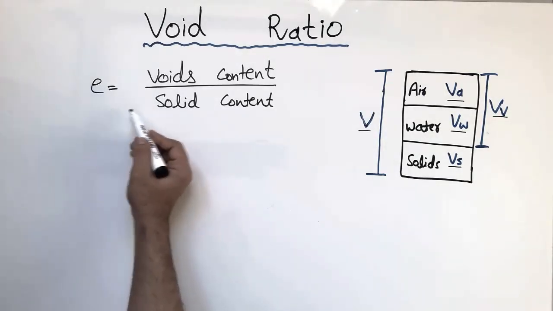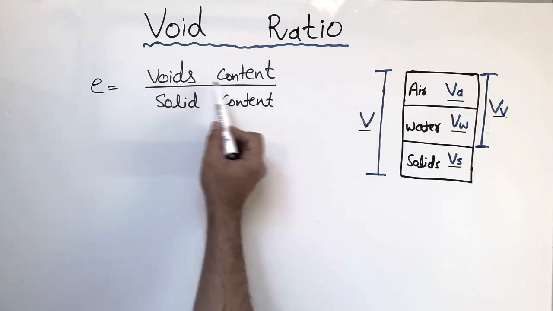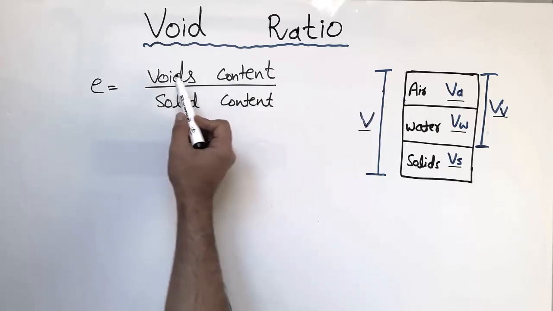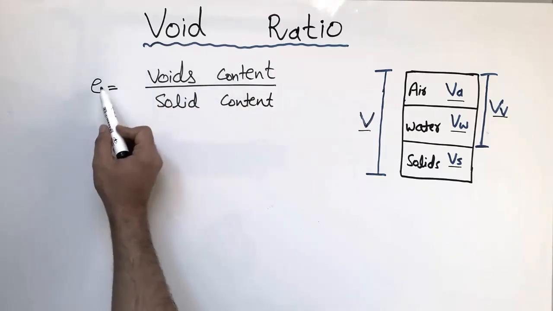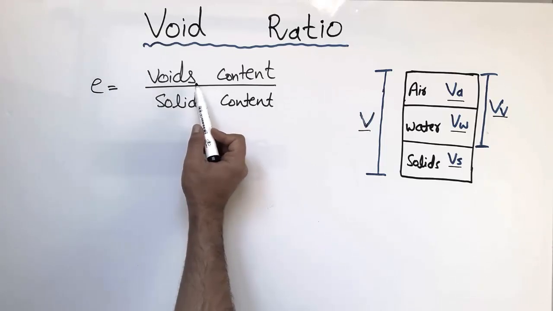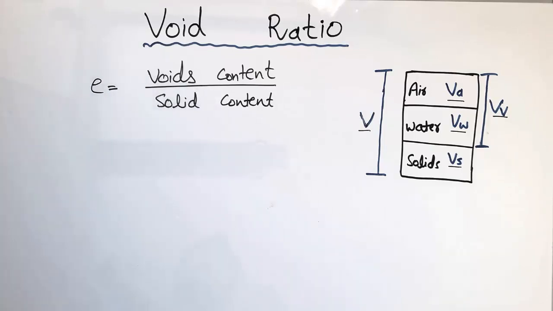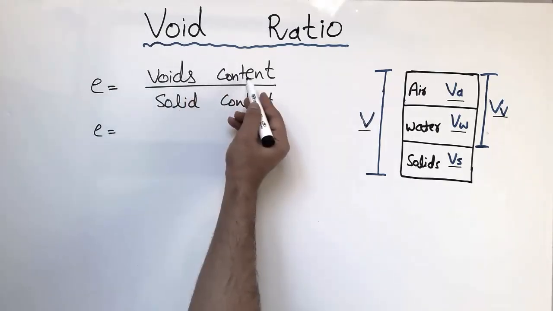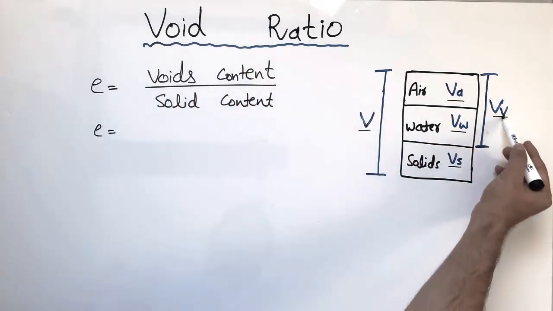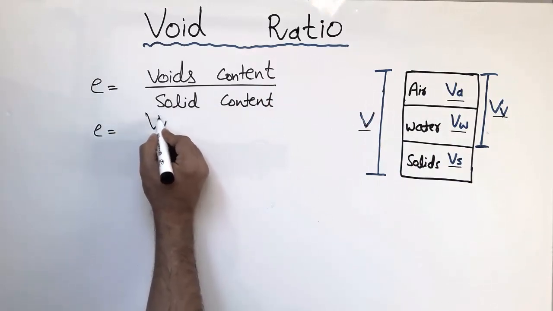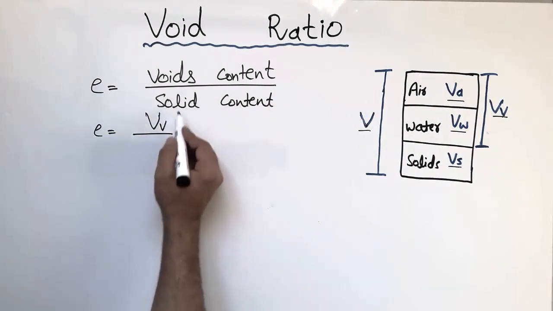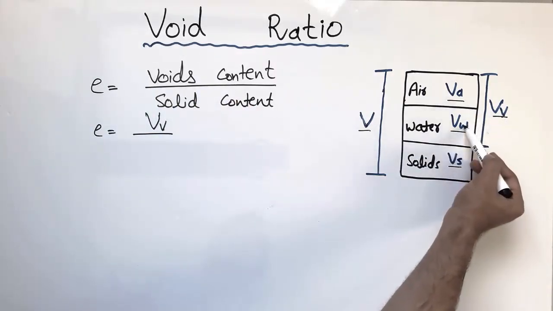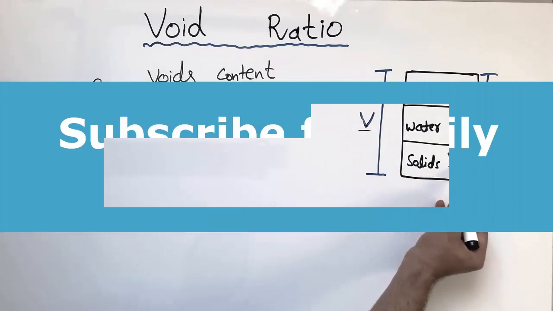The void ratio can be defined as the voids content, that is how much void content is present in your soil, to the solid content. So the more void content present, the higher the void ratio will be, and it means the looser the soil is. And I can also write it here: the voids content is basically the volume of the voids to the volume of the solid content. The void content is Vv, you can see here, which is the air and water, while the solid content is only the Vs.